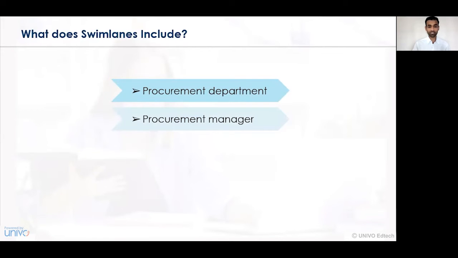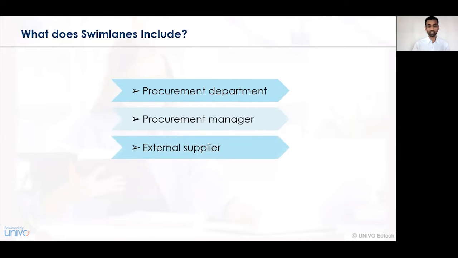The second participant is the procurement manager. In terms of the procurement manager, the manager has to always see what the various roles and responsibilities are that he has to follow, and within a specific time duration or for a certain activity, how he undertakes those activities as and when the time is required.